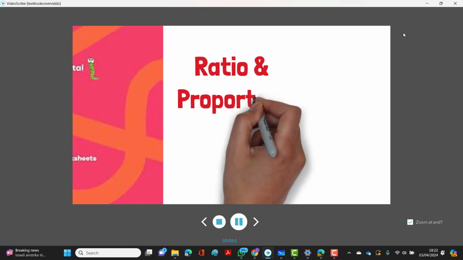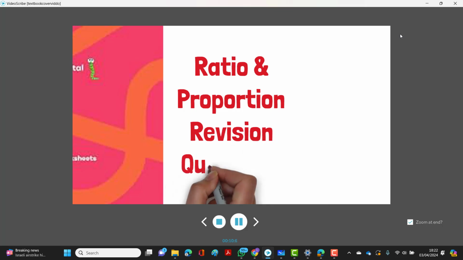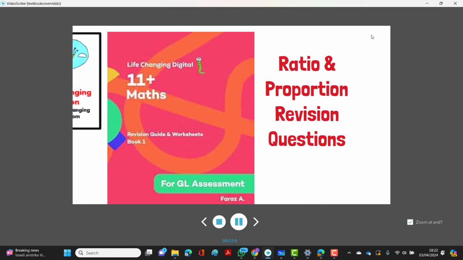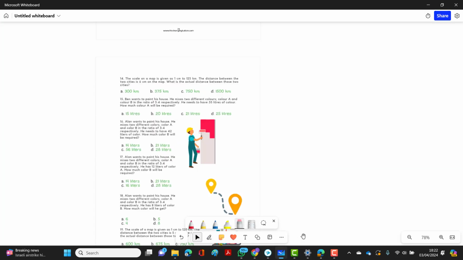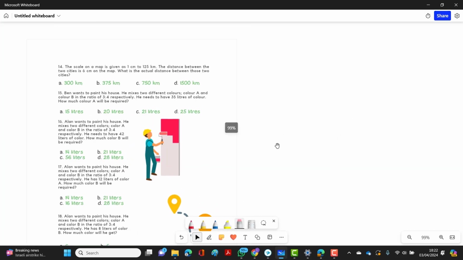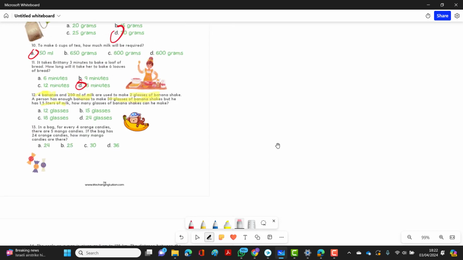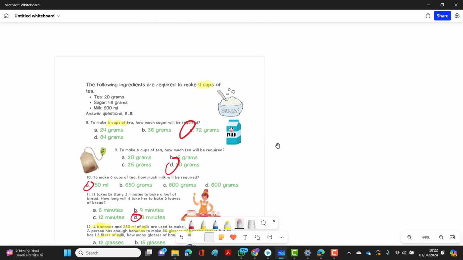Today we'll be going through the second hardest topic in 11 Plus, which is ratio and proportion, and we're going through the revision questions in the book. So let's go straight to the questions.